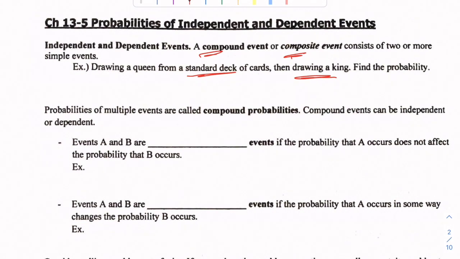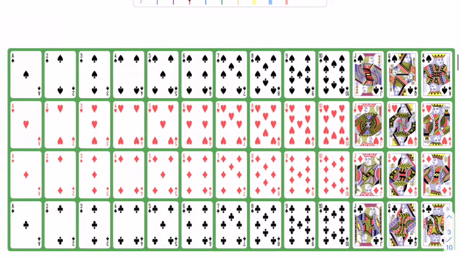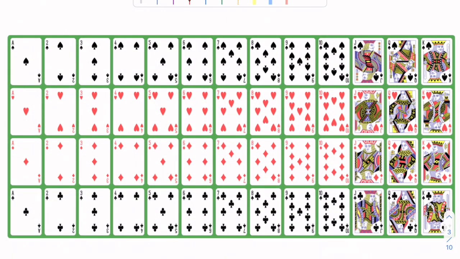Real quick, some of you guys might be wondering what is a standard deck of cards? Is this, for those of you guys who like to gamble, I don't recommend it, but it is pretty fun.